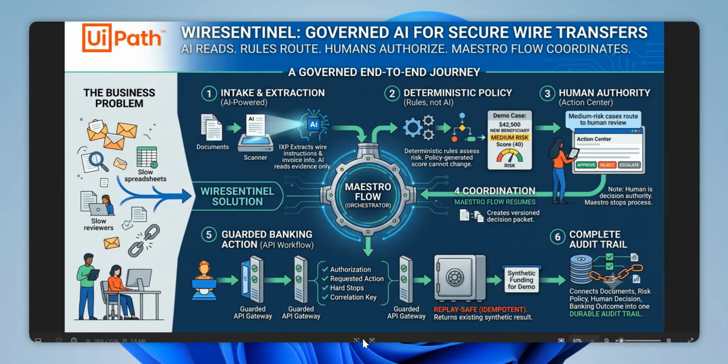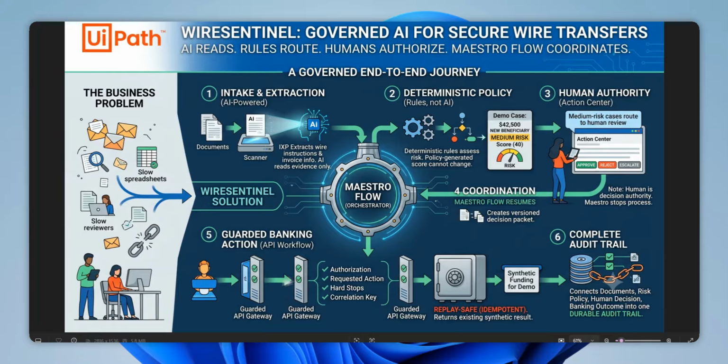IXP extracts the evidences and deterministic rules calculate the risk. A human retains approval authority, a guarded adapter records only the sandbox outcome, and data fabric preserves what happened. The result is not AI deciding whether to move money or not. It is Maestro ensuring that the right evidence, policy, person and system action remain connected and auditable.